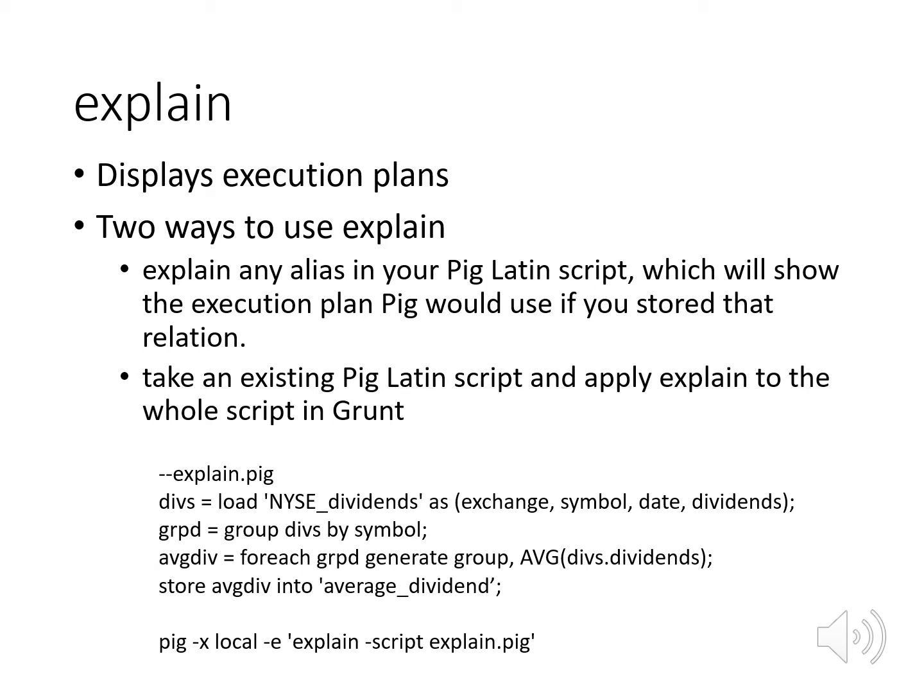Here is an example. This is very similar to the script earlier. It groups the dividends data, and for each group it generates the group and average dividend. Then it stores this average dividend into a file. Then on the command line, when we run this script with explain, we add the -e option to explain this script.